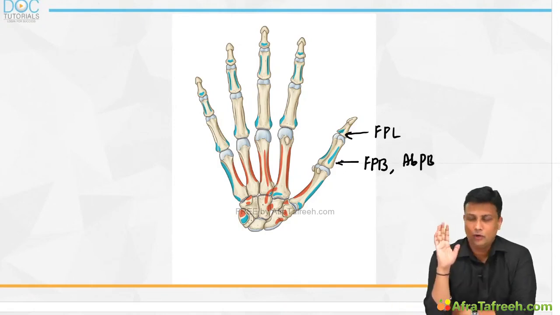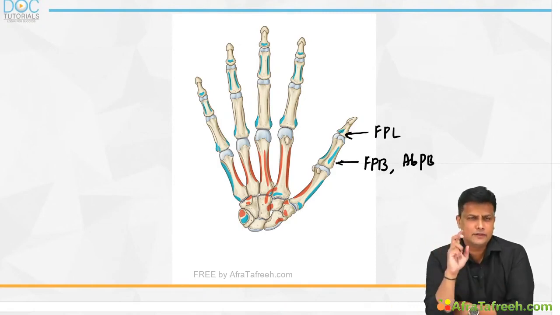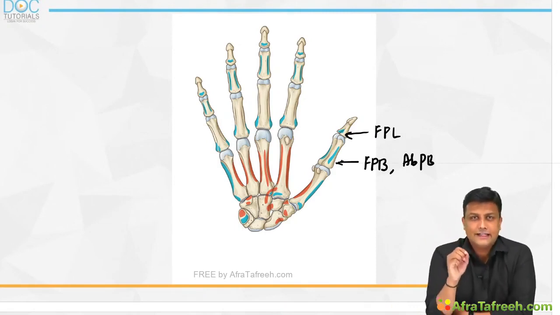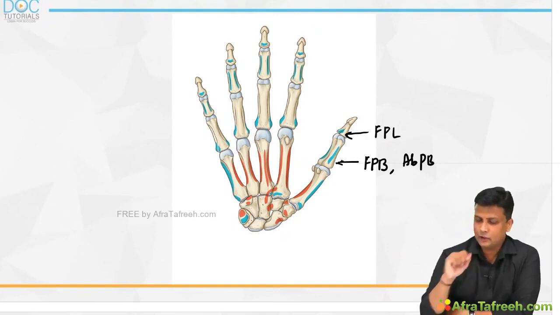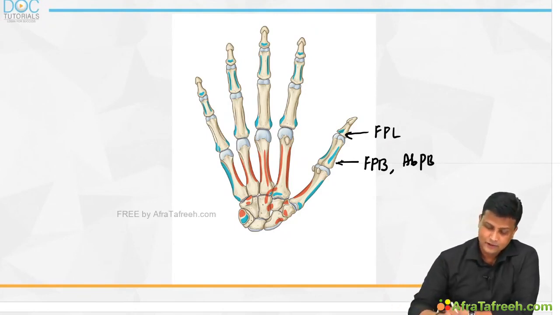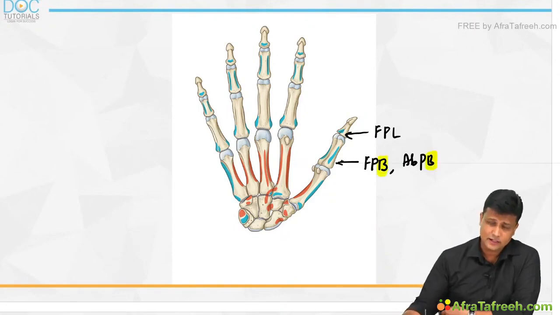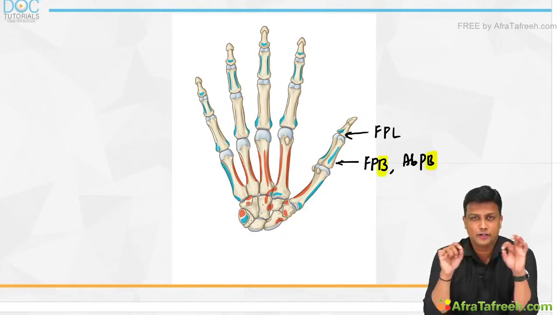So flexor pollicis brevis and abductor pollicis brevis, both of them are getting inserted onto the proximal phalanx. You can remember it very simply, I'll tell you one simple logic here. In the name itself, you have the word brevis, guys. And what is the meaning of brevis? Brevis means short. The muscle is very much shorter in length.